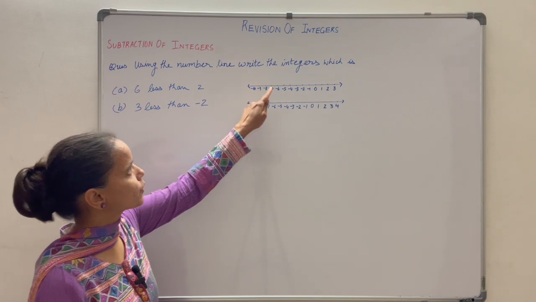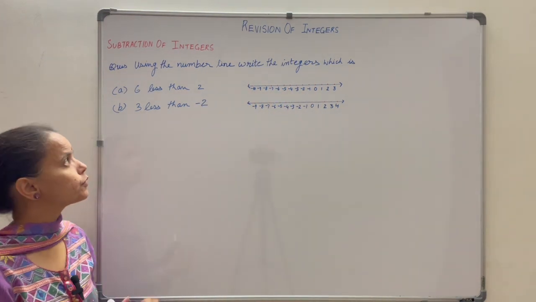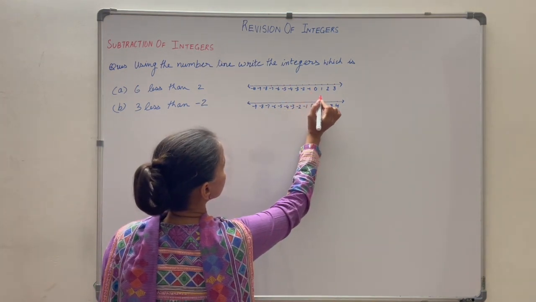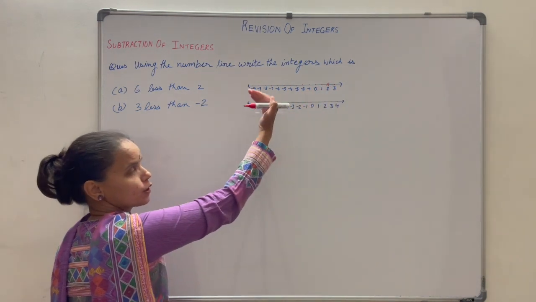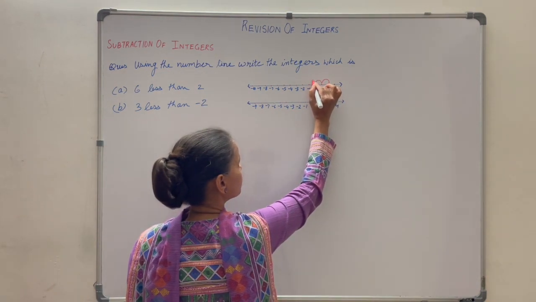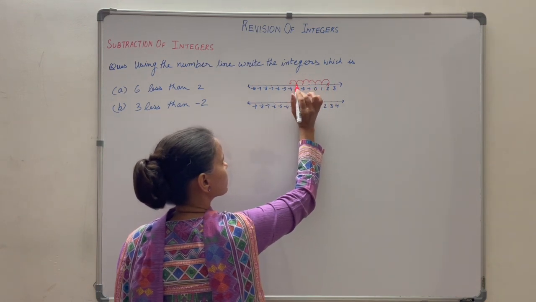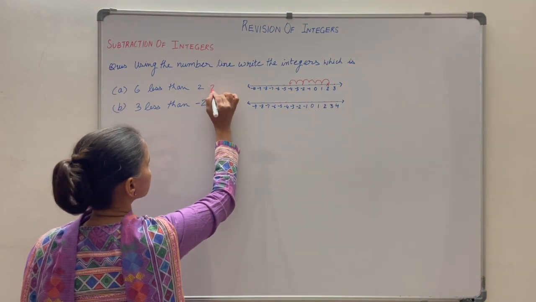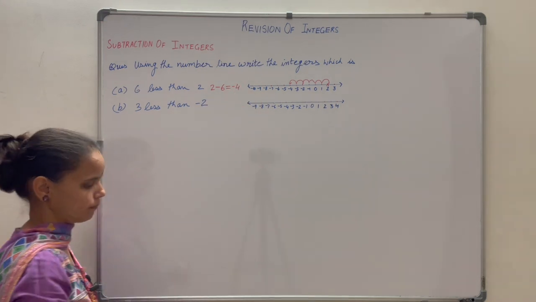Using the number line, write the integer which is 6 less than 2. So first you need to locate 2. So where is your 2? Your 2 is here. 6 less than. Less than means you will move towards the left side. So 6 less. 1, 2, 3, 4, 5, 6. So the answer is -4. 6 less than 2 is -4.